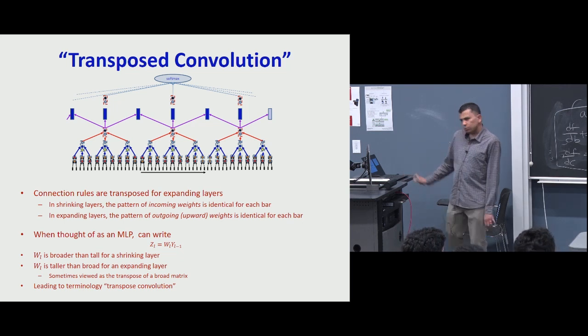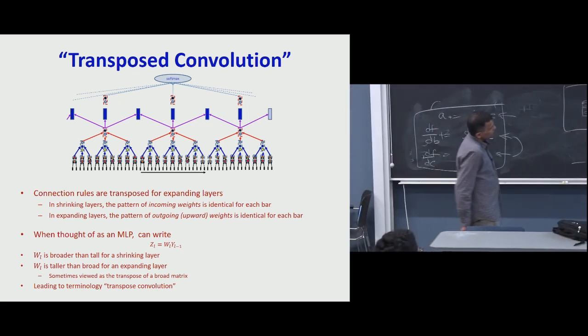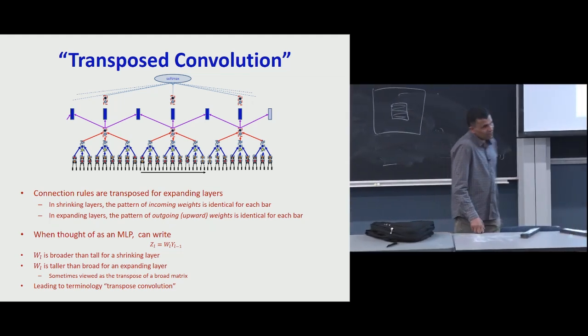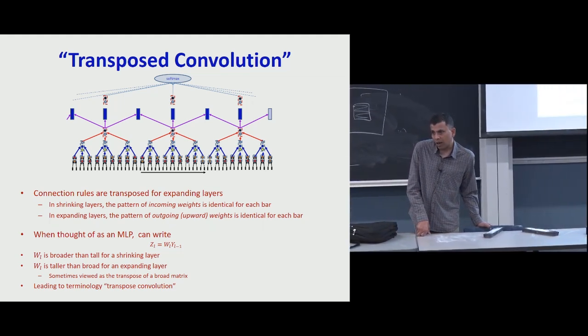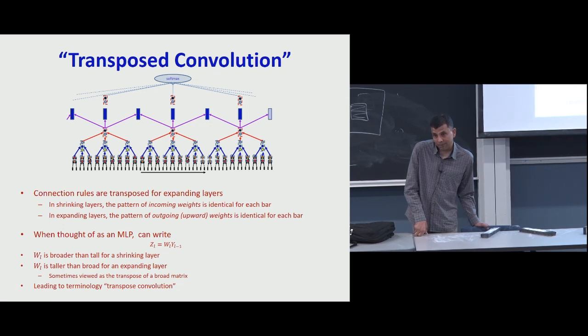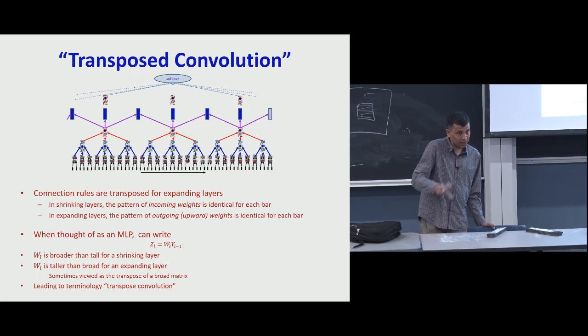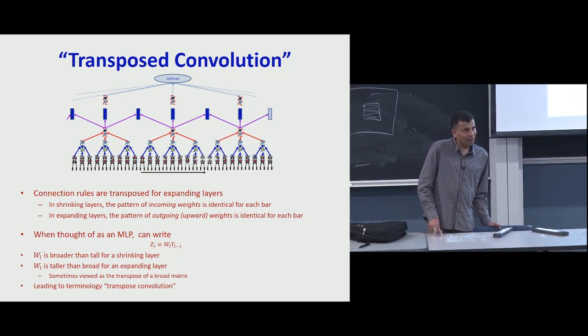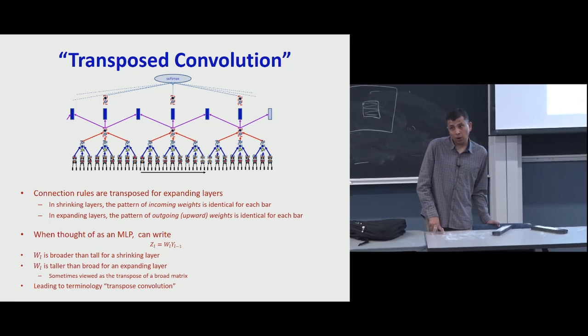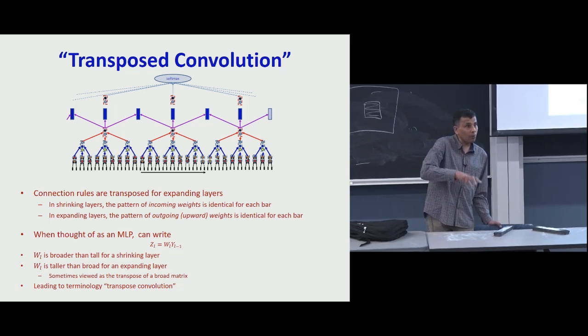So this is often called a transposed convolution. Why? You can think of this as an MLP, right? When I'm thinking of this as an MLP, I can write z equals w times y, which is the affine combination, ignoring the bias. If I have a shrinking network, w is going to be wider than it's tall. If I have an expanding network, w is going to be taller than it's wide. You can think of a tall matrix as the transpose of a broad matrix. And so you like to think of this as a transposed weight matrix.